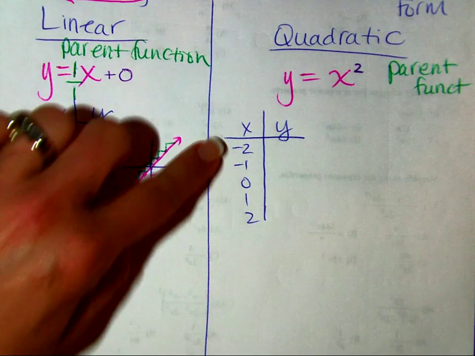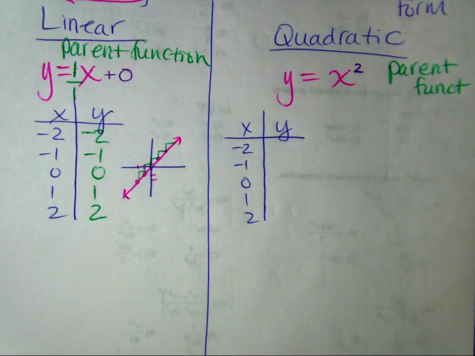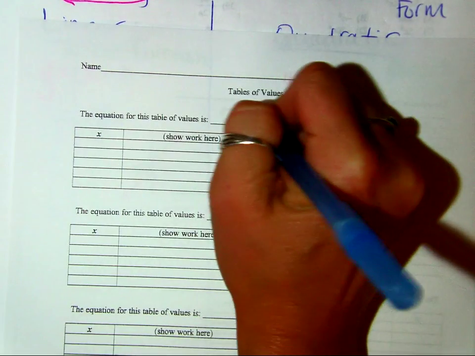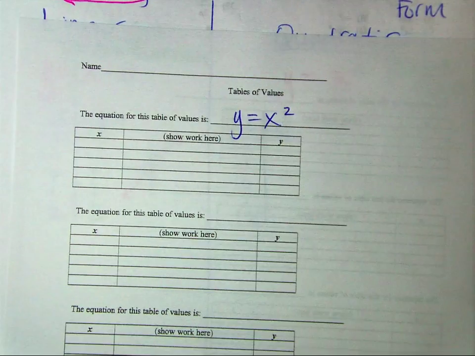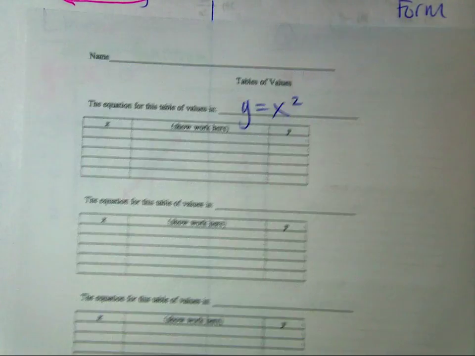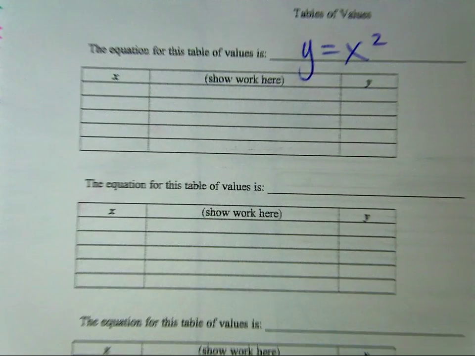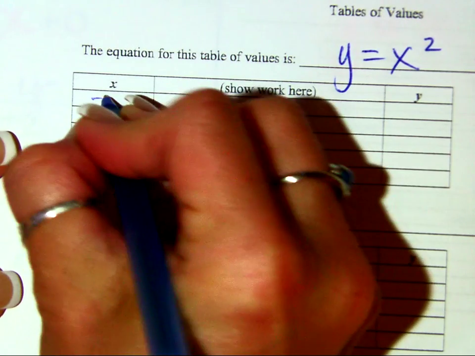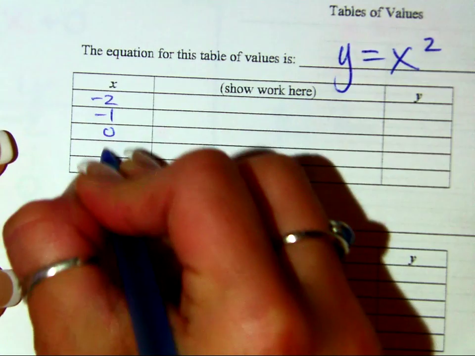Actually, this is what this paper is for. So let's kind of move over here. All right, so let's say y equals x squared. I like this table because it has a spot for you to show your work, which is a lot of times what causes kids problems. So let's do -2, -1, 0, 1, 2.